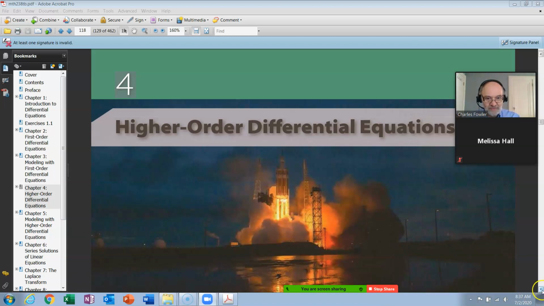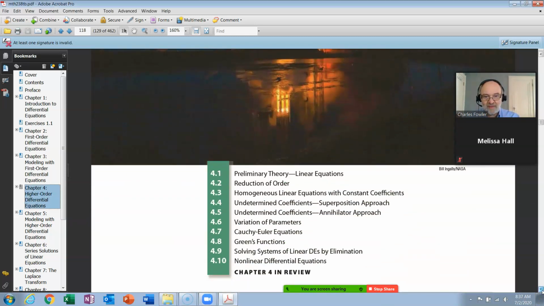Let's go on to 4. As I think I mentioned before, chapter 4 has 10 sections. I don't think we're going to get through 10 sections. We're going to do this preliminary theory, which usually is a bunch of stuff at the very beginning, which you kind of need, but it's just blah, blah, blah-ish, okay? And then reduction of order, we will need that concept later on. And then we'll get into homogeneous linear equations with constant coefficients.